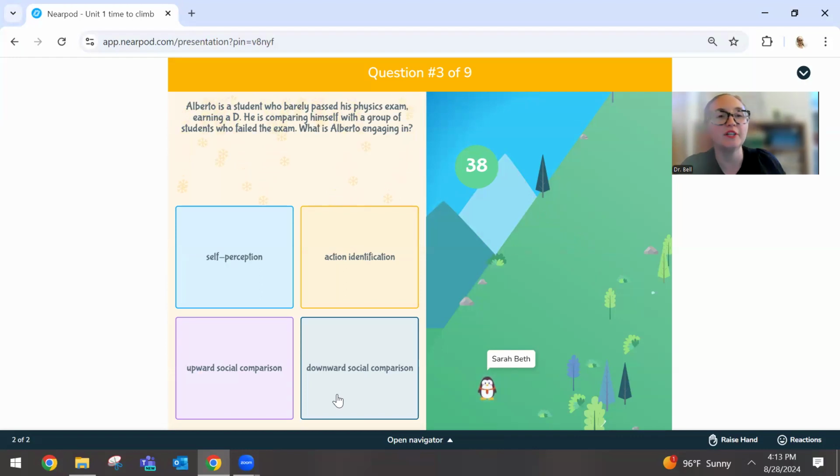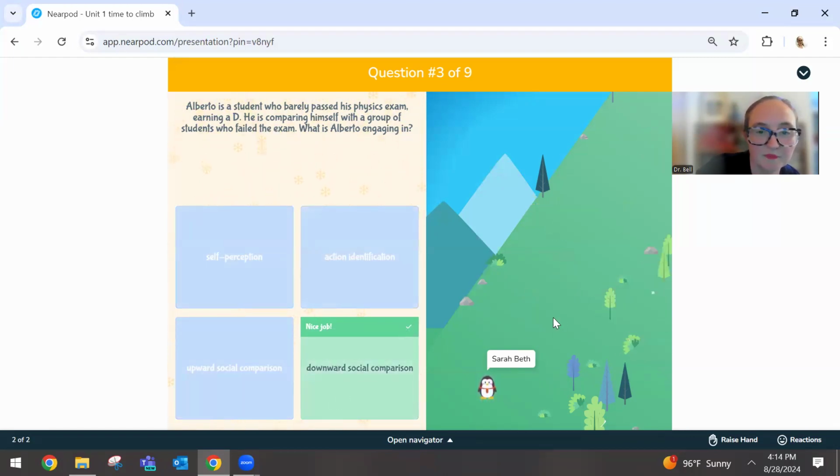Okay. Alberto is a student who barely passed his physics exam, earning a D. He is comparing himself with a group of students who failed the exam. What is he engaging in? Self-perception, action identification, upward social comparison, or downward social comparison. And he is engaging in downward social comparison.